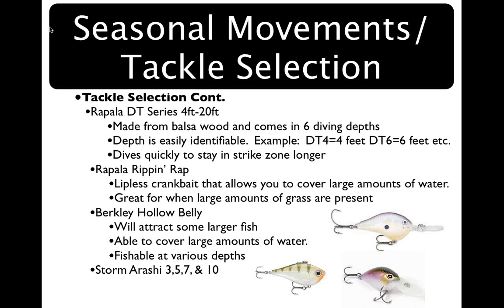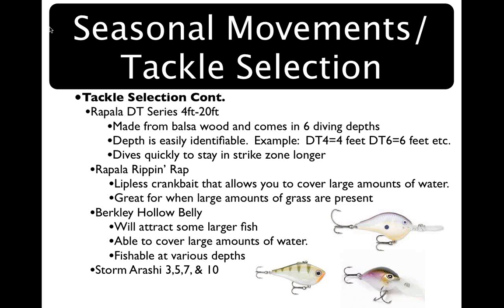The next thing is the Rapala DT series. The reason I like this is because I can grab one out, I can look at the bill, it says DT4, it's going to dive to 4 foot. If it says DT20, it's going to dive to 20 foot, and so on and so forth. So it makes it really easy if I'm trying to fish a specific depth when I figure out where those fish are.